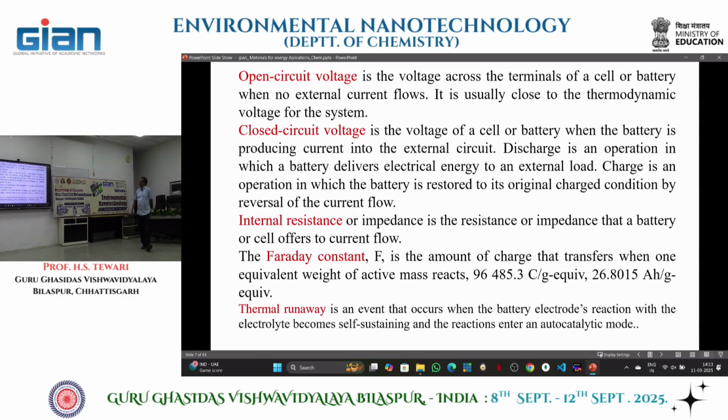Then this is a term used, open circuit voltage, when we are going to fabricate a device and characterize that device. So these terms are coming: closed circuit voltage, the internal resistance, Faraday constant that is used for number calculation, thermal runaway when it goes to a particular stage.